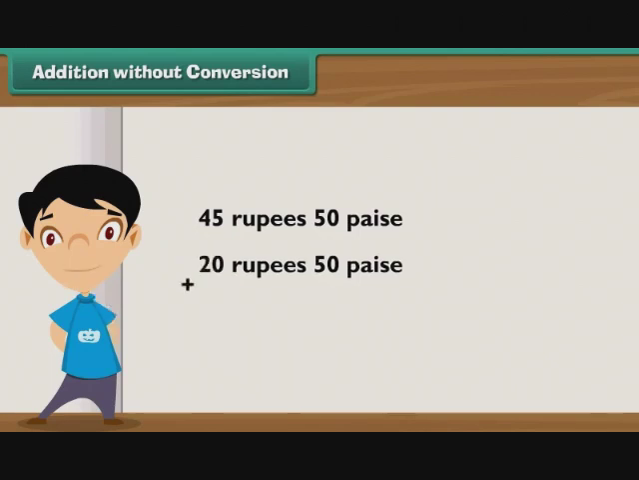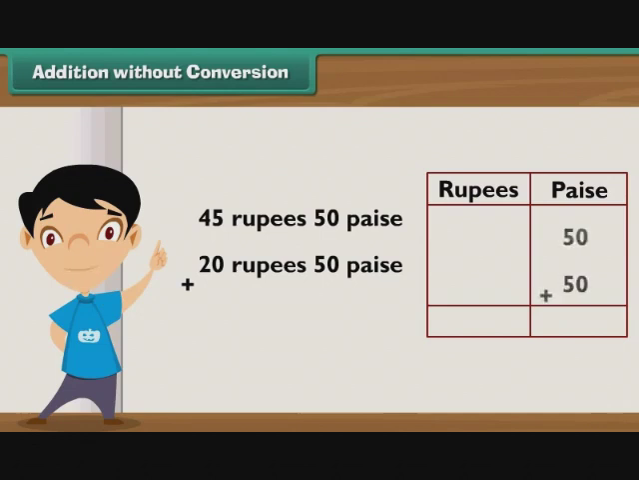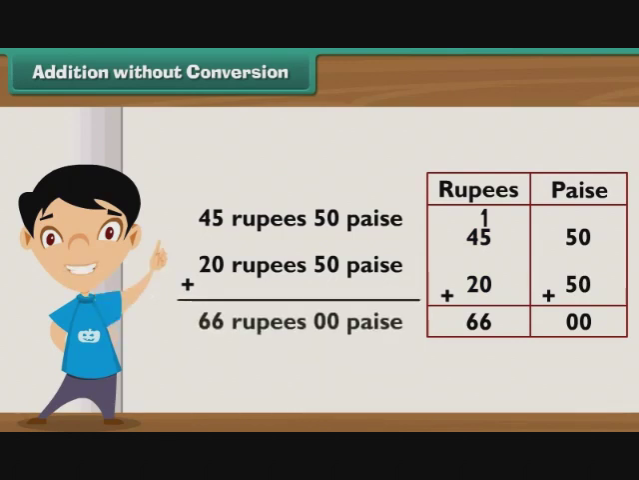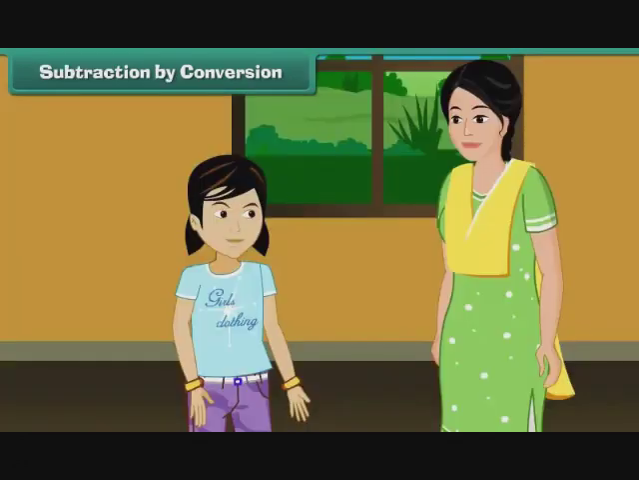Step 1. Add the numbers in the paise column as 50 plus 50, which is equal to 100 paise. We know that 100 paise is equal to rupee 1. So, write 2 zeros in the paise column and carry forward 1 to the rupee column. Step 2. Add the numbers in the rupees column. 1 plus 45 plus 20 is equal to rupees 66. Write 66 in the rupees column. So, the answer is 66 rupees. Subtraction by conversion.